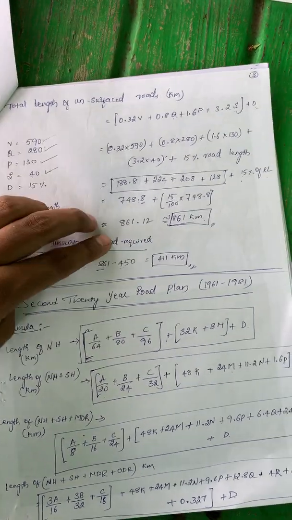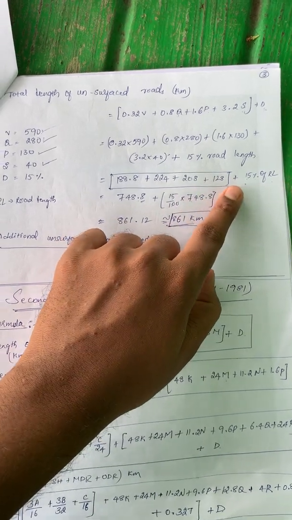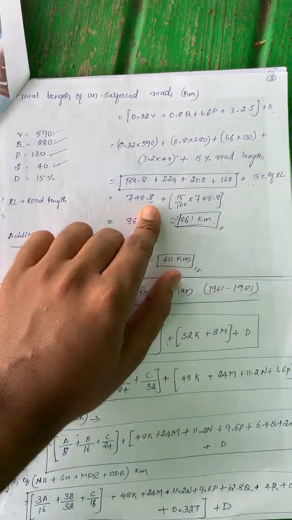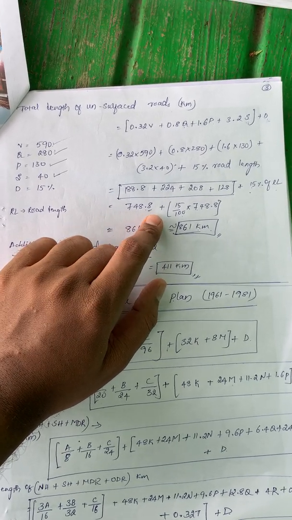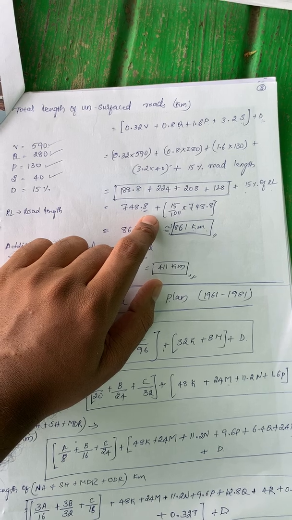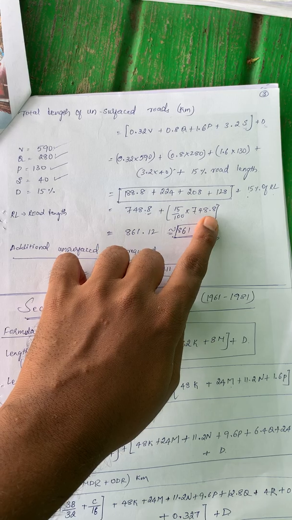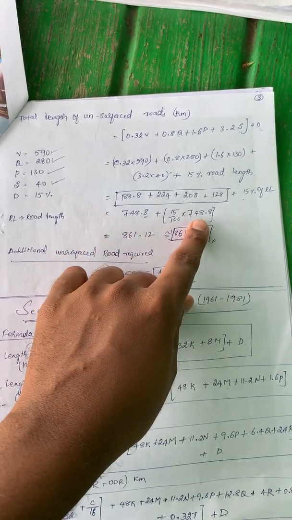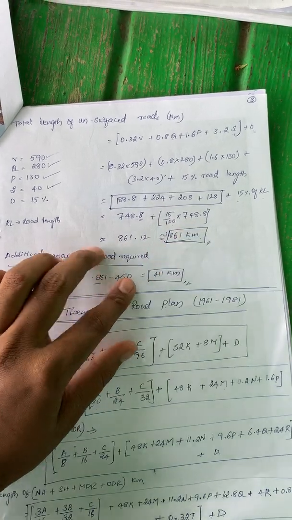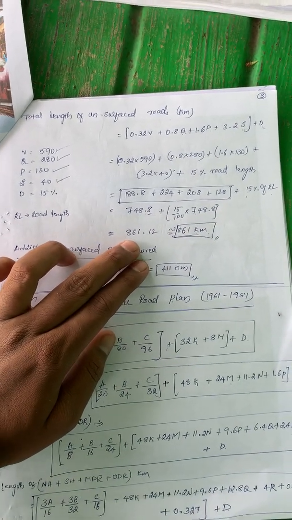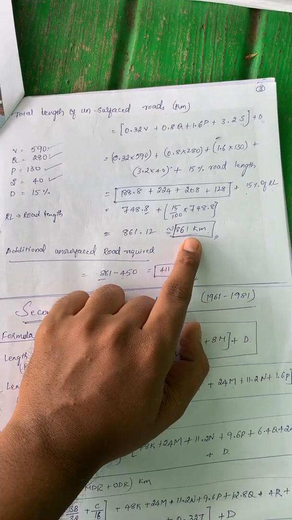By applying all the readings in that formula we will get the answer of 748.8 kilometers, that is the unsurfaced road. But here we have to add 15% for D, the development allowance: 15 divided by 100 into 748.8, the total road length. We multiply and take 15% of that total length. By adding both we get 861.12 kilometers. Finally we round it off to 861 kilometers.